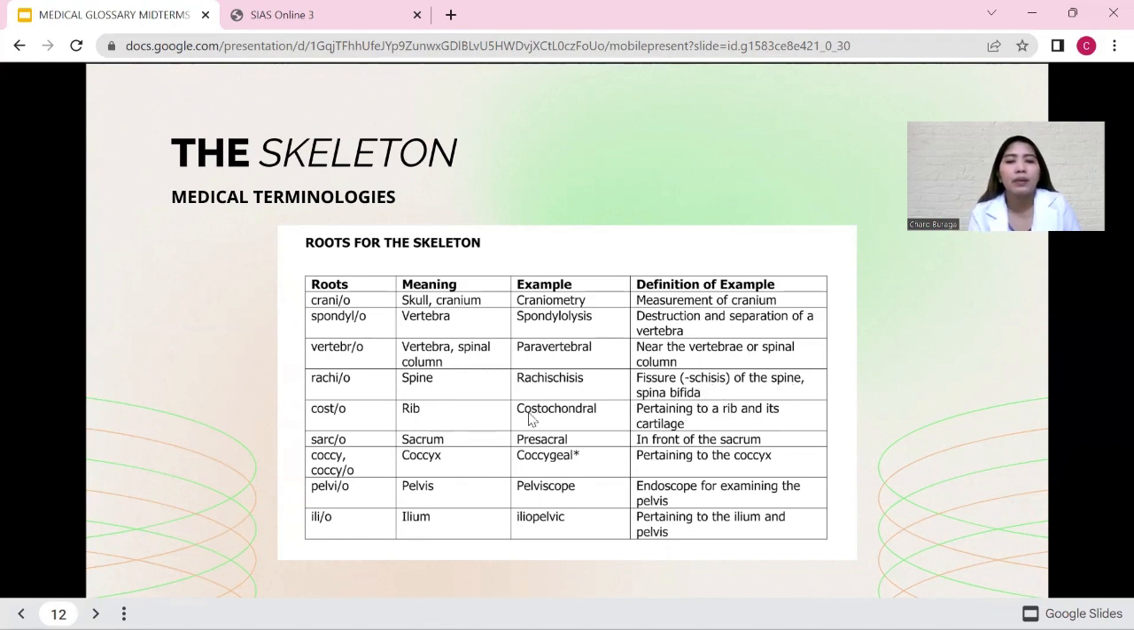Costo or the rib, costochondral, pertaining to a rib and its cartilage. The sacro or the sacrum, presacral, in front of the sacrum. The coccygeal, pertaining to the coccyx, yung pinakadulo sa buto sa puwit. Pelviscope, endoscope for examining the pelvis. Iliopelvic, pertaining to the ilium and pelvis.